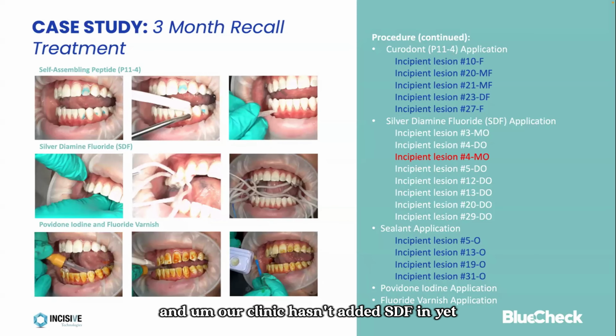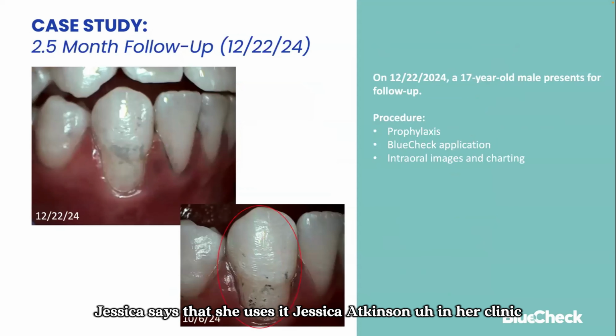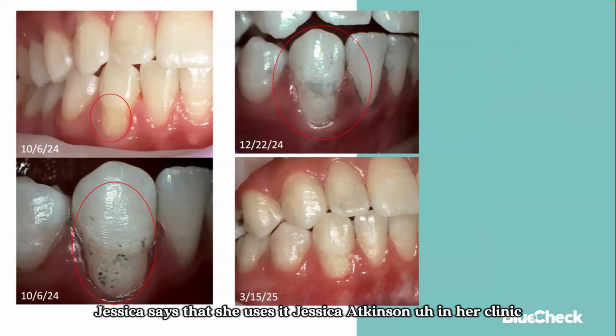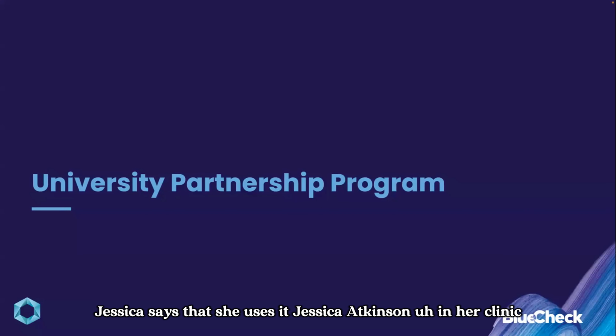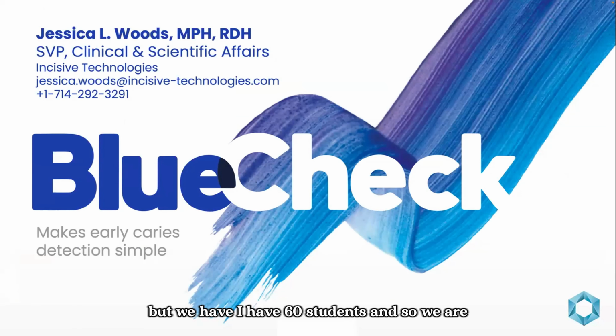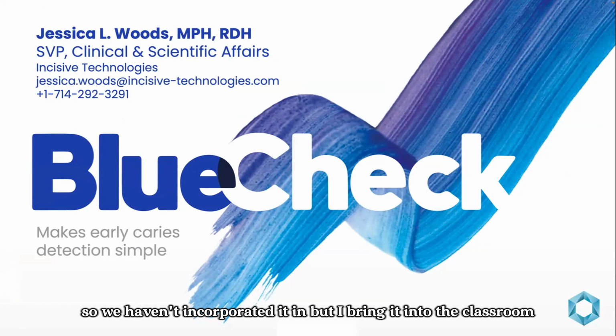And our clinic hasn't added SDF in yet, mainly because of the stain. I'm wondering where you guys are at on using SDF in your clinics as well. Jessica Atkinson says that she uses it in her clinic, but I have 60 students, and so we are worried a little bit more about stain. So we haven't incorporated it in, but I bring it into the classroom.